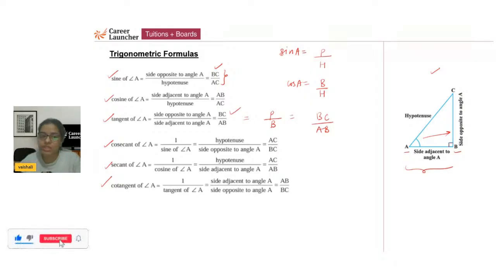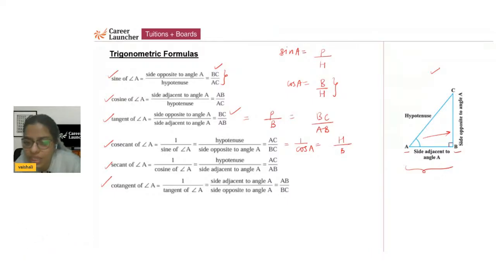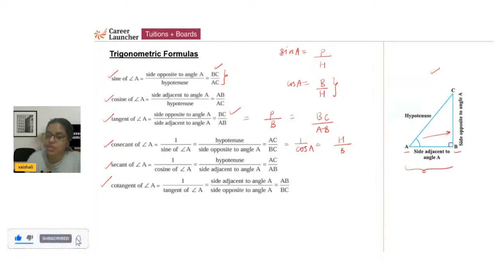And so on, for cosec, cosec is 1 by sin. You know the value of sin is p by h, so cosec is the reciprocal of it, which will be h by p. So it means hypotenuse AC divided by perpendicular BC. Then sec is the inverse of cos, so accordingly you will get h by b, which is hypotenuse AC by base AB.